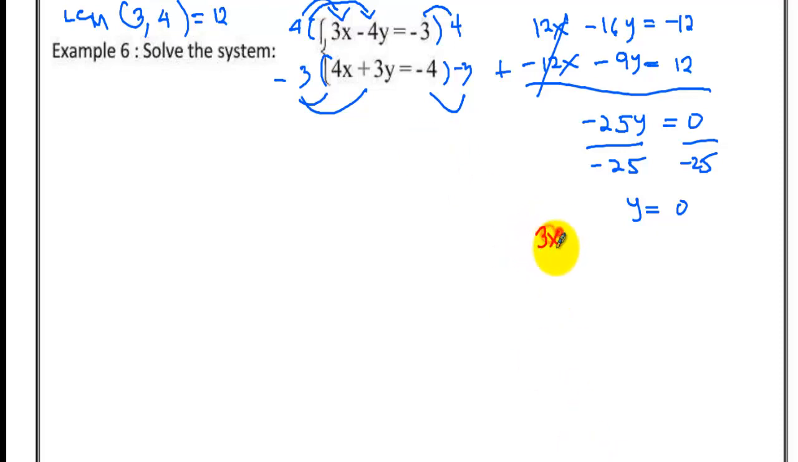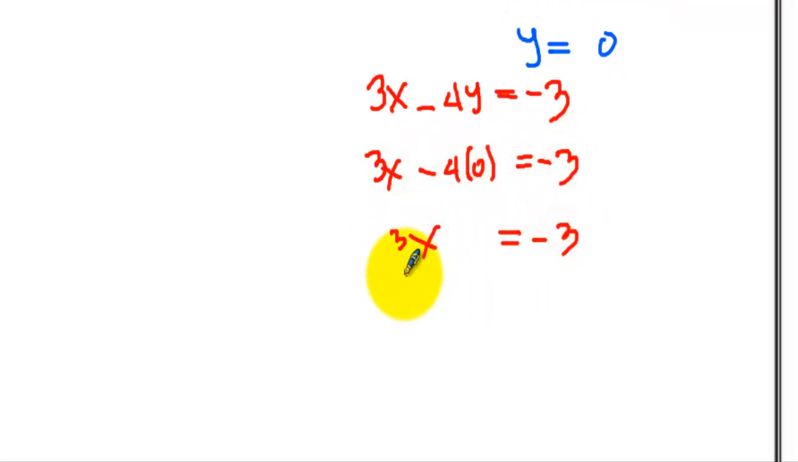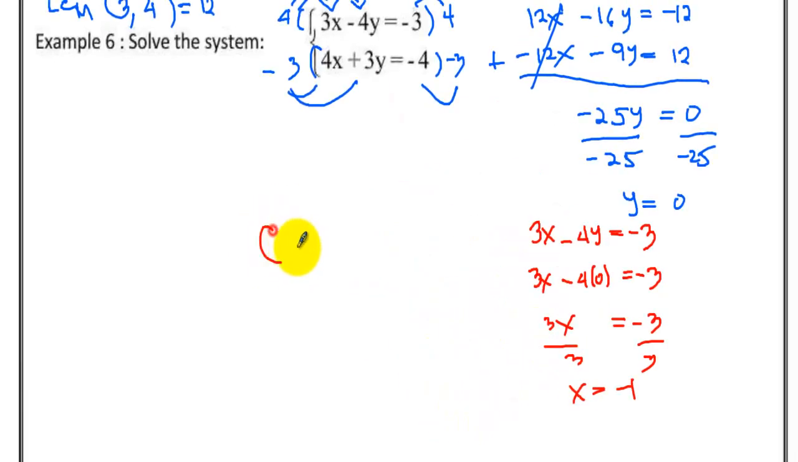So 3x minus 4y equals negative 3. If y is equal to 0, we will get 3x minus 4 times 0 equals negative 3. 3x equals negative 3. Divide by 3, we'll get x equals negative 1. In this case, we will have one solution, negative 1 comma 0. And again, please don't forget to verify your answer.